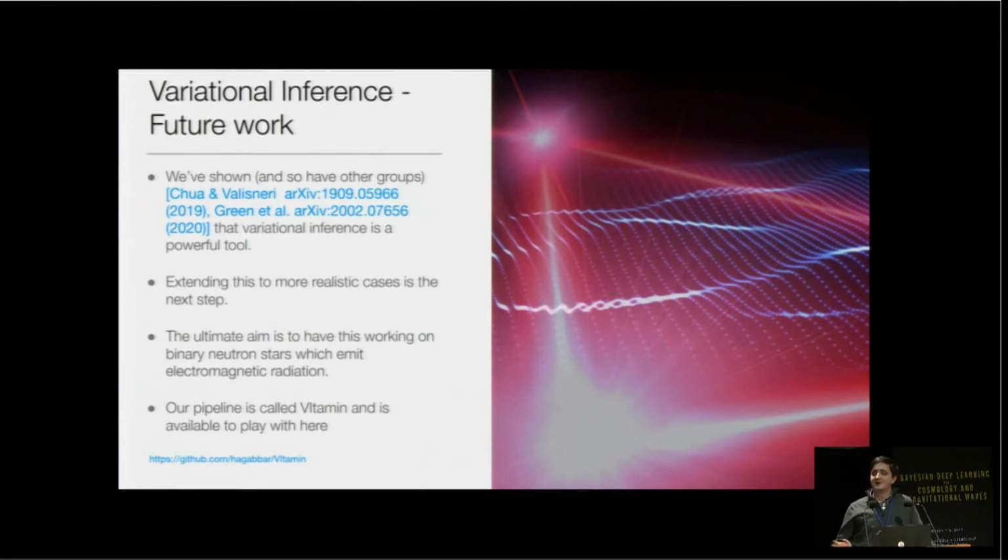Of course, in the future, we're trying to extend this to more realistic cases. So up the sampling rate. Also do this for signals containing matter, like binary neutron stars, because they emit light, so that's very useful.